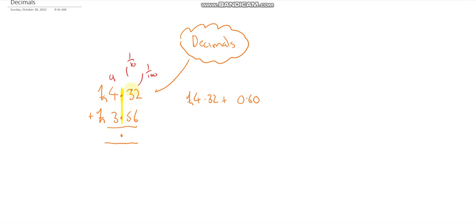But when you're adding and subtracting decimals, it's no different from regular adding and subtracting. All we need to do is make sure that this point stays in the same place. So this would just become 8, 8, and 7. Okay, so exactly the same as before.